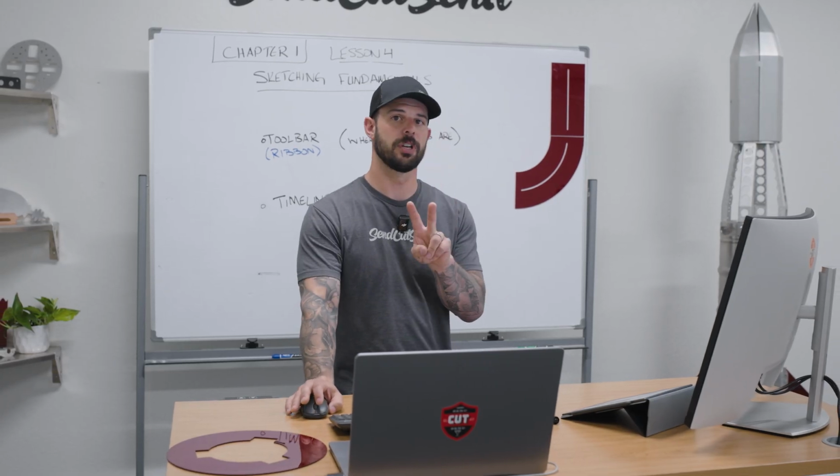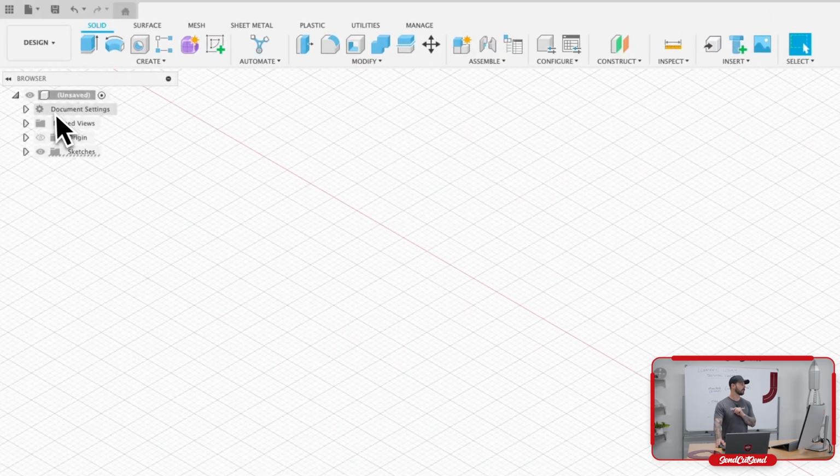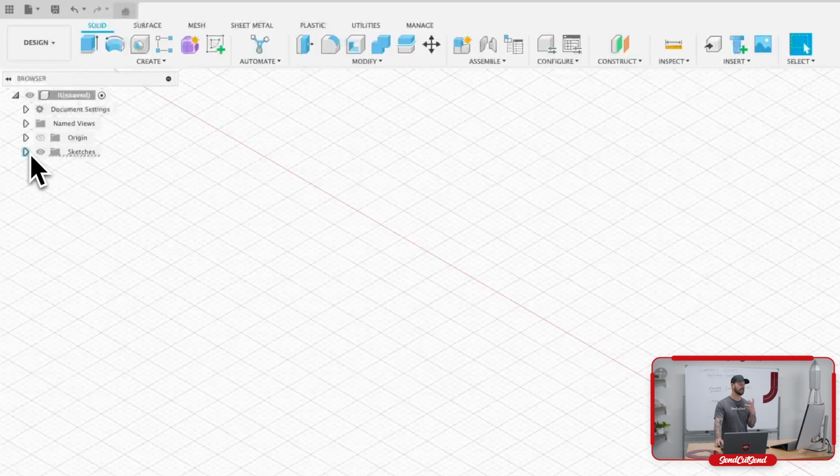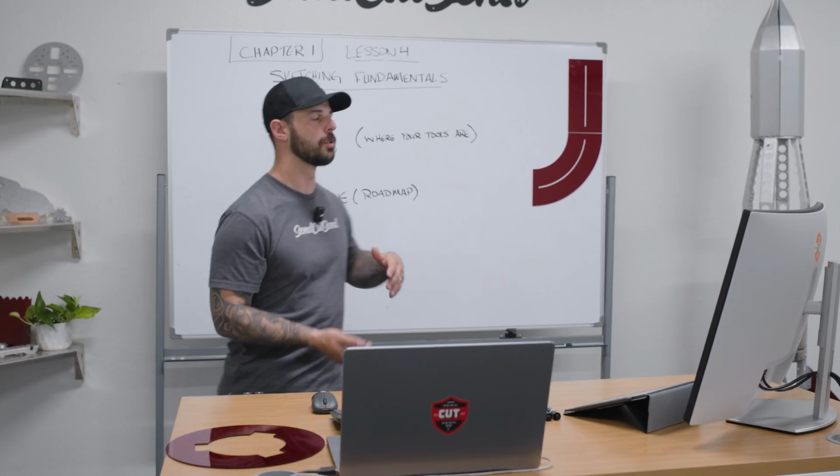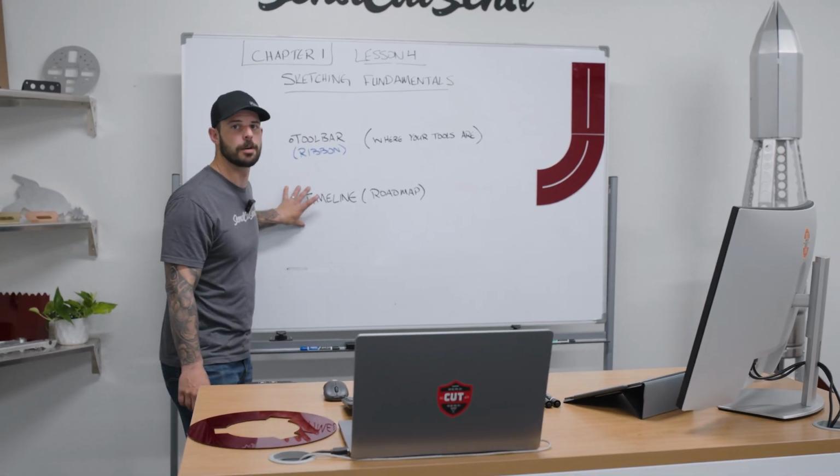You can do that two different ways. The first way is you can come over here to your browser, or what I like to call a tree, and we can drop down the menu to sketch, and you can right click on that sketch and click edit sketch here.